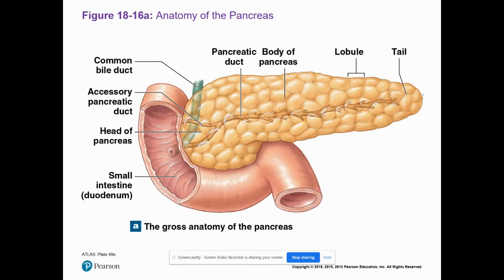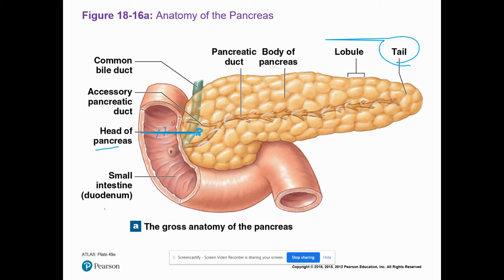So if this is the tail over here, then this is the head of the pancreas over here, right there. Okay. This duct is going to be where the pancreatic fluid comes out. There is a common bile duct that is shared with the inferior pancreatic duct here.